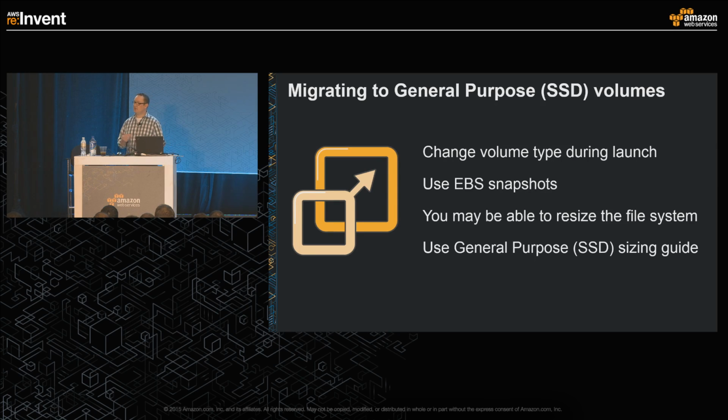When you create an EBS snapshot, the snapshot doesn't have any relationship with the volume type underneath. So you can then take that snapshot and create a new volume with the new volume type that you want to use. You might be able to resize your file system. So if you've over-provisioned in the past, maybe you had a volume that was larger because you felt that would give you the performance you were looking for, you might be able to resize that when you go to a new volume type. And when you're trying to work out what sizes you're looking at, use our general purpose sizing guide.